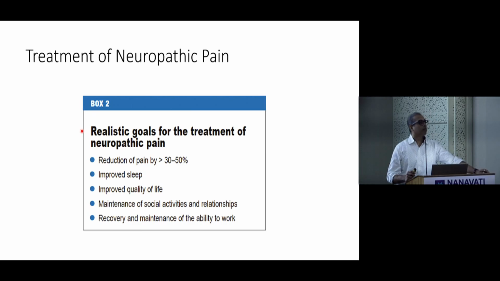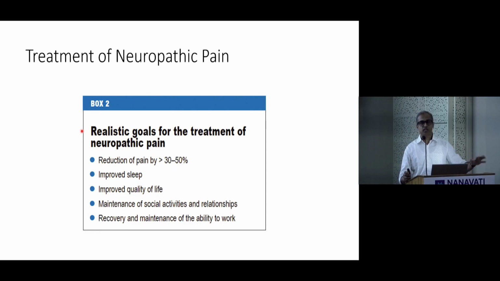I hope you've heard of something called nociplastic pain. I'll try to describe it in the coming slides. Most of it is that it's not necessarily neuropathic. So coming to treatment, what is absolutely necessary for neuropathic pain? What are the goals? If you can see, the first point is pain reduction of about 50%. That is actually a realistic goal. Having a goal of 100% pain reduction is not realistic.